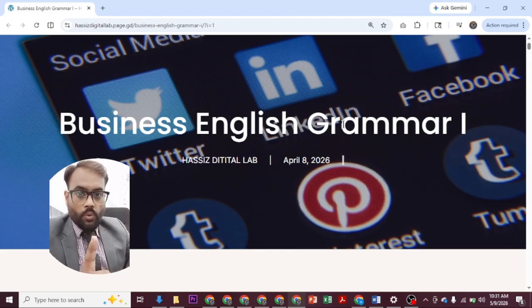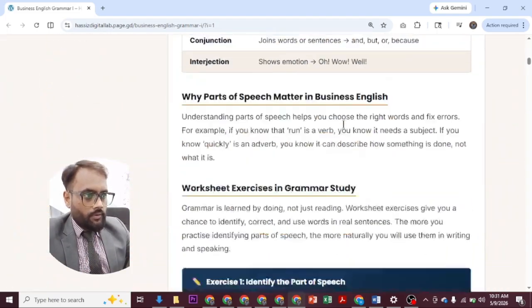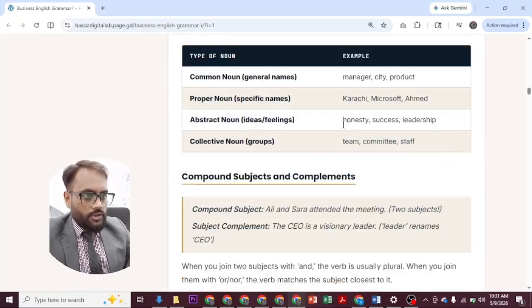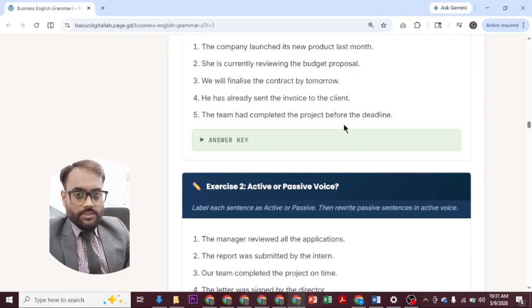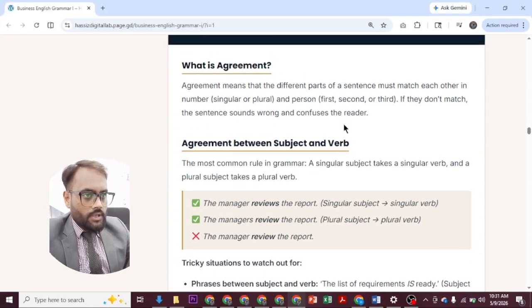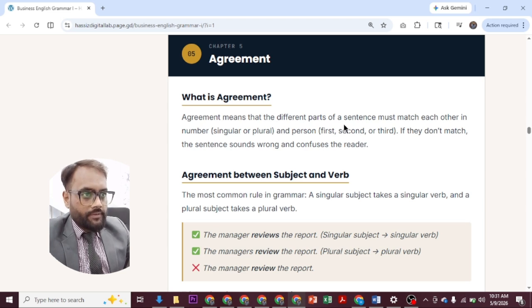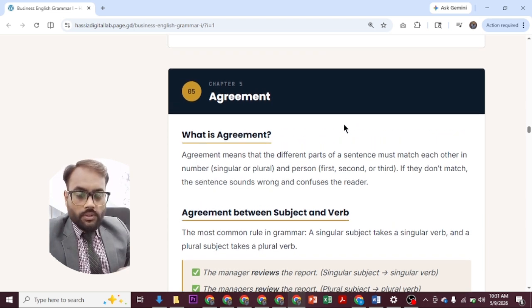Okay, so the chapter we're going to start over here is chapter number 5, and we have already discussed all the previous chapters in our previous classes. Today the chapter name is Agreement. So let's see what this chapter is going to tell us about in this course, Business English Grammar.